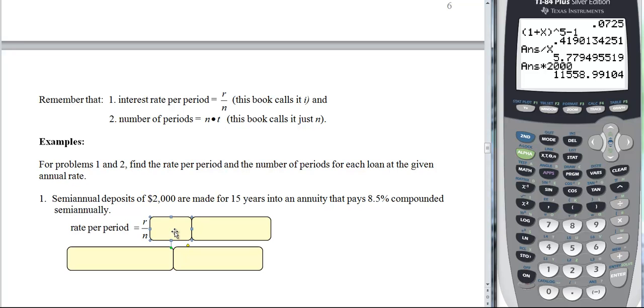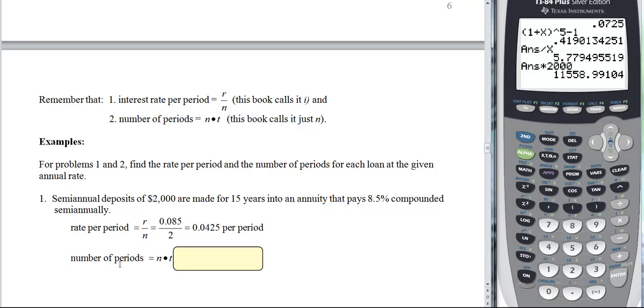So in this problem, I'd have 0.085 divided by 2, and that would give me 0.0425, that's my interest rate per period. It also wants the number of periods. So it's N times T. N here is 2, time is 15, so that should give me 30.